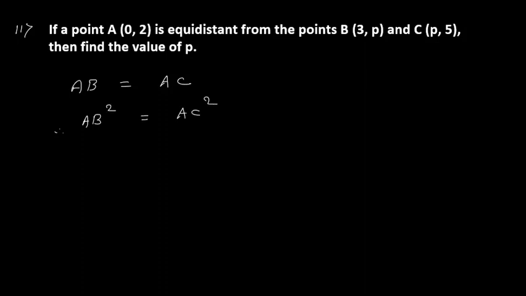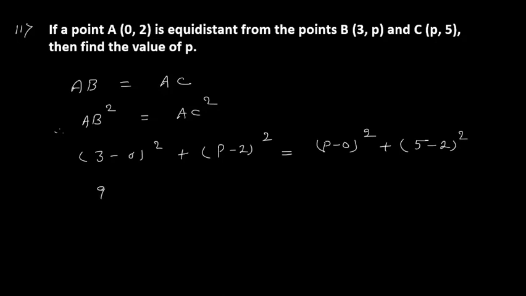AB, so from B you subtract A, so it is 3 minus 0 the whole square plus P minus 2 the whole square, is equal to AC, so it is P minus 0 the whole square plus 5 minus 2 the whole square. So here we will get 9 plus P square minus 4P plus 4 is equal to P square plus, 5 minus 2 is 3, 3 square is 9.